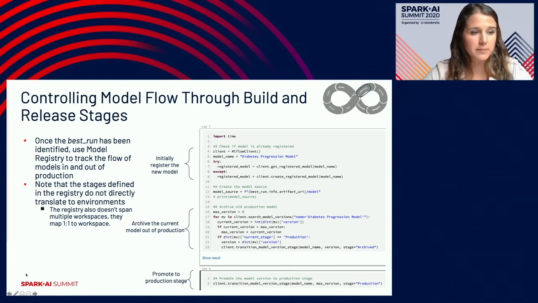So the current model is in production. So it archives the previous one, and then that last cell down there is actually promoting to the production stage. And again, there is this audit path and this governance path of understanding what models are moved in and out of production by who, and you have a clear reasoning of why.